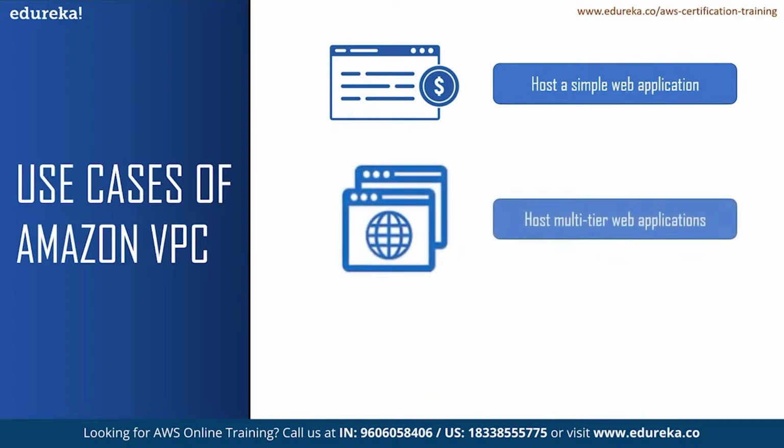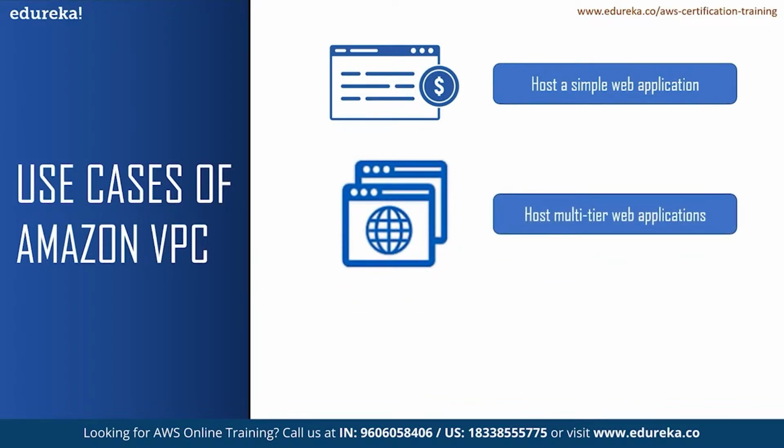With VPC, you can also host a multi-tier web application and strictly enforce access and security restrictions between your web servers, application servers, and databases. You can launch web servers in a publicly accessible subnet while running your application servers and databases in a private subnet. This will ensure that your application servers and databases cannot be directly accessed from the internet. To create a VPC that supports this use case, you can select VPC with public and private subnet in the Amazon VPC console wizard.